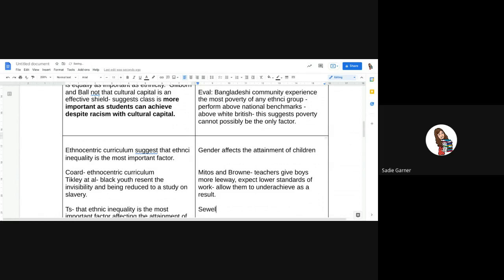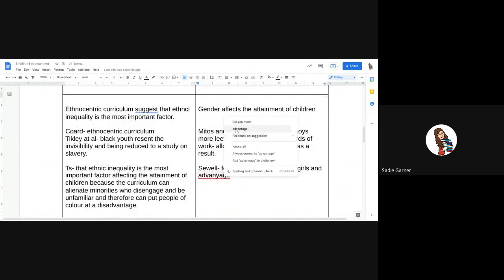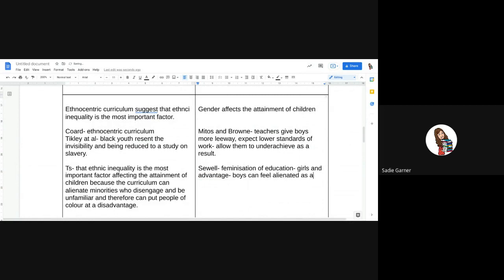We've got Sewell. There's been a feminization of education, and it serves to give girls an advantage with role models. Feminization of education serves to give girls an advantage, but boys can feel alienated as a result.